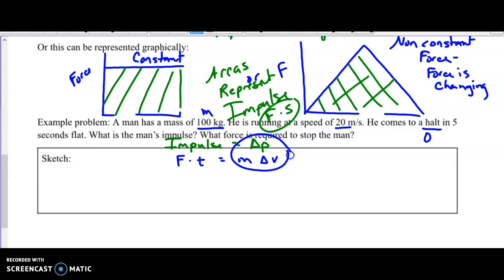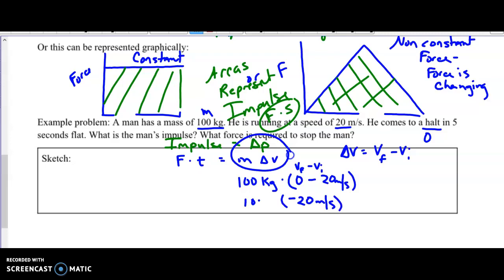So if we can figure out this right here, don't we know this is equal to this? Yes. So his mass would be 100 kilograms times his change in velocity. Remember, change in V is also always velocity final minus velocity initial. So velocity final is 0 minus, he was going 20 meters per second. 0 minus 20 is a negative 20 meters per second times 100 kilograms. Doesn't he have an impulse of a negative 2,000 kilograms times meters per second?